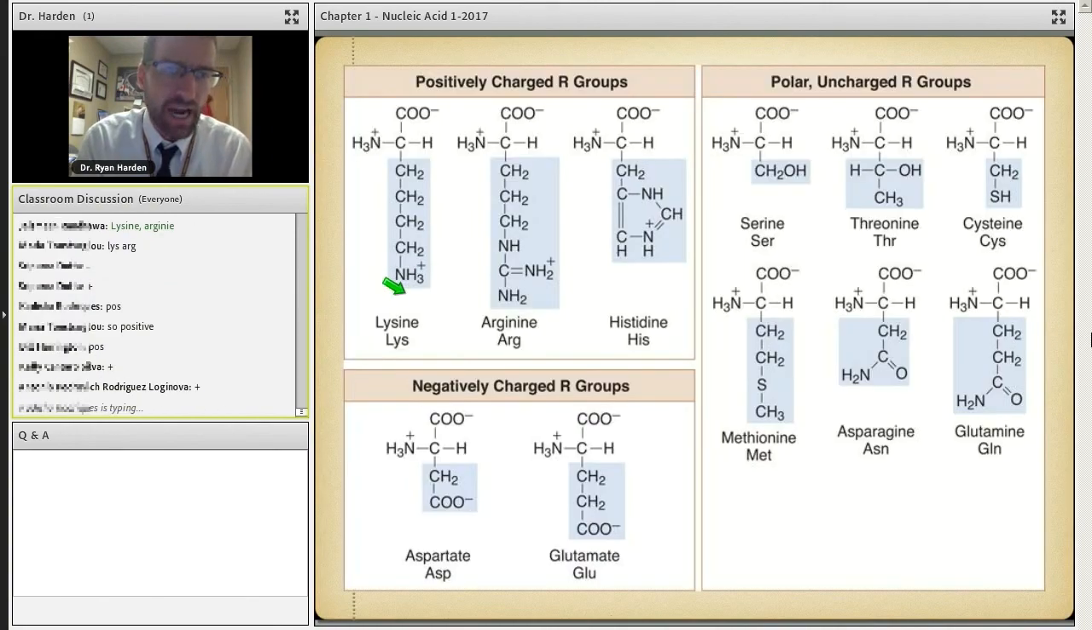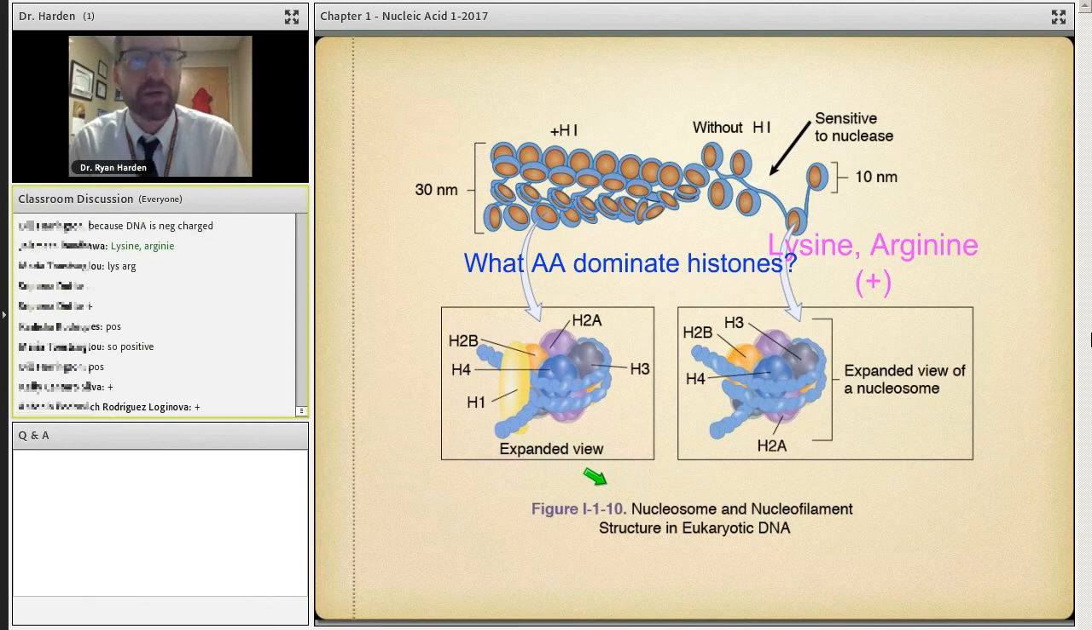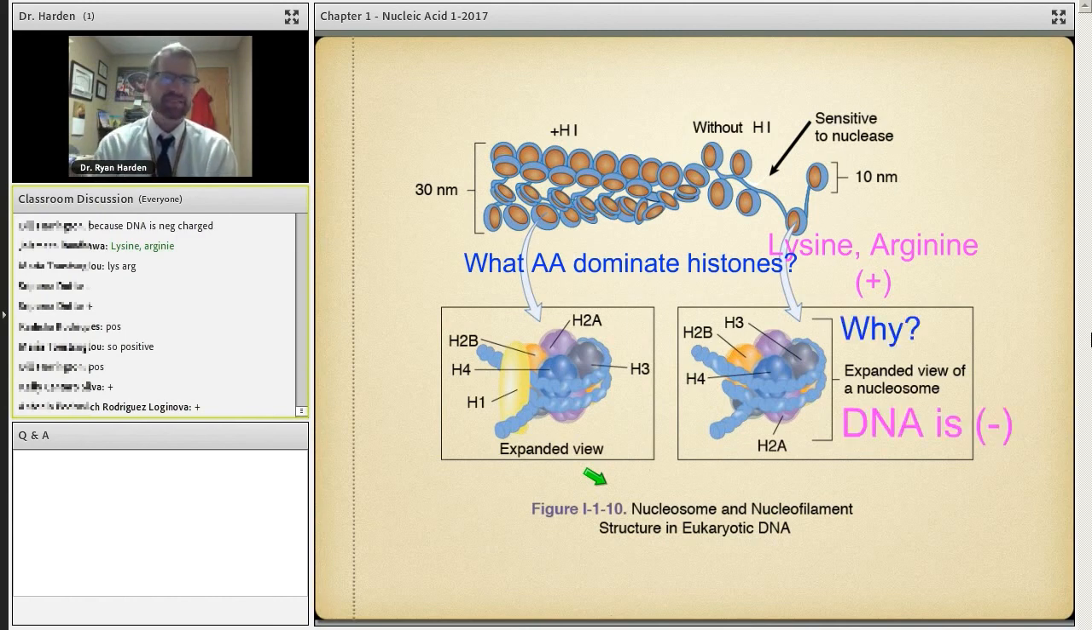Lysine and arginine. Lysine has a positive charge. Arginine has a positive charge. You're going to see this diagram in biochemistry with Dr. Turco. What amino acids dominate histones? Lysine and arginine, because they have positive charges. DNA has a negative charge because of the ribose phosphate backbone.